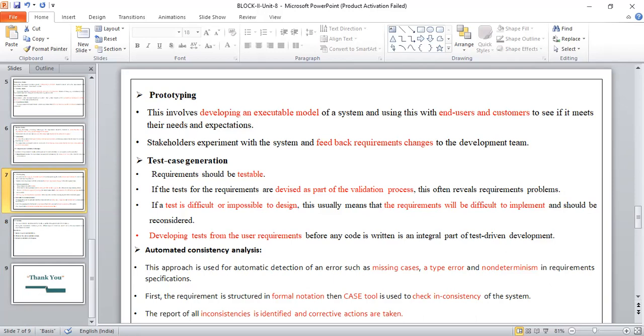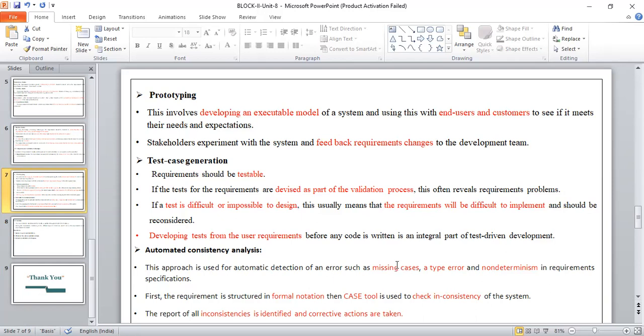Next comes the automated consistency analysis. What is this automated consistency analysis? By this, we can use automated tools to detect errors and inconsistency in the requirements in the SRS. This approach is used for automatic detection of errors, such as missing cases, some test cases that may be missed, typing errors, and non-determinism in the requirement specification.